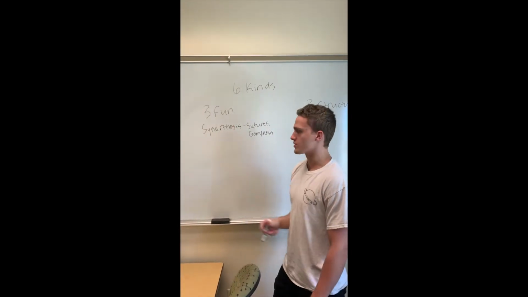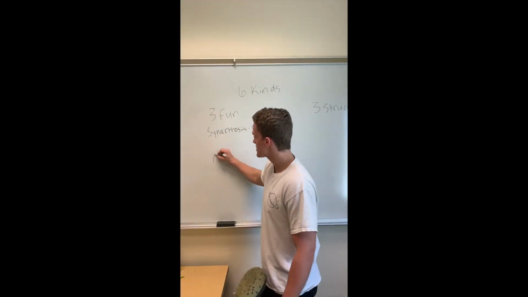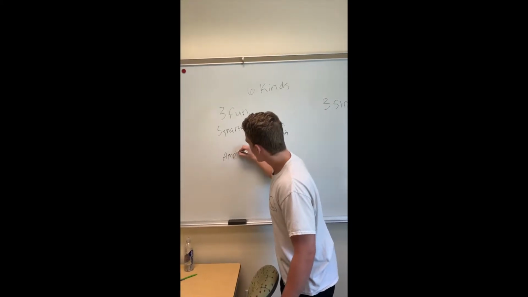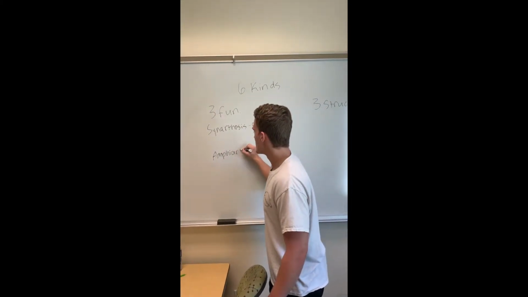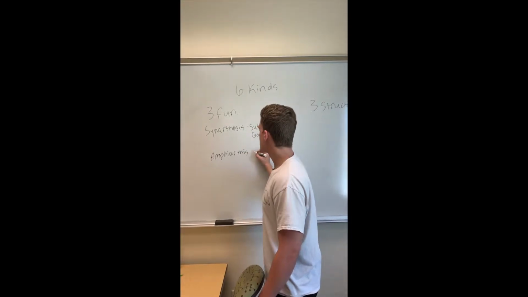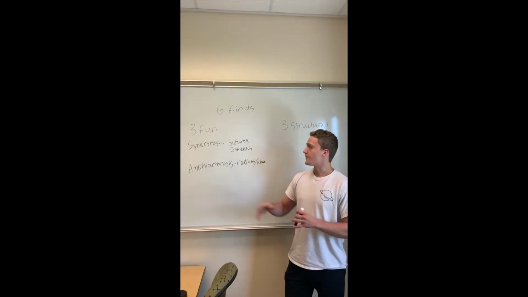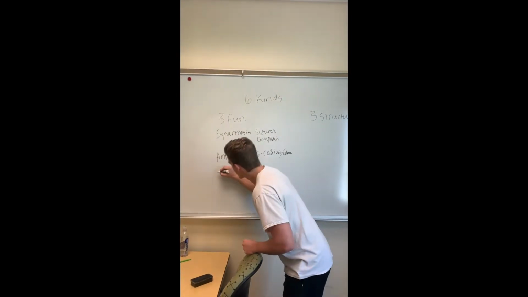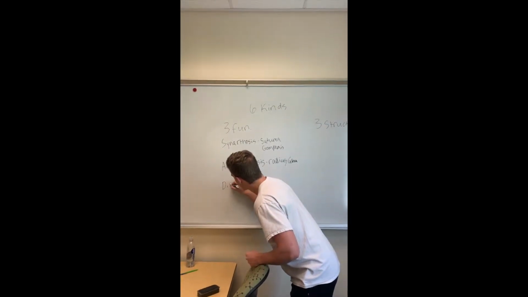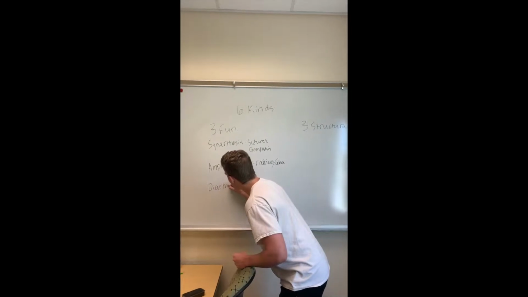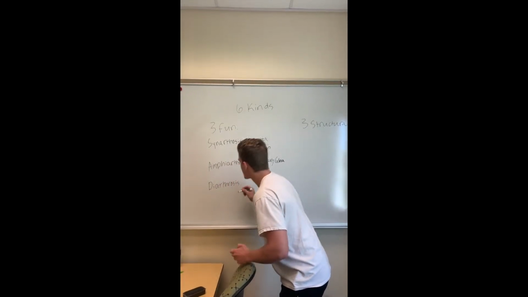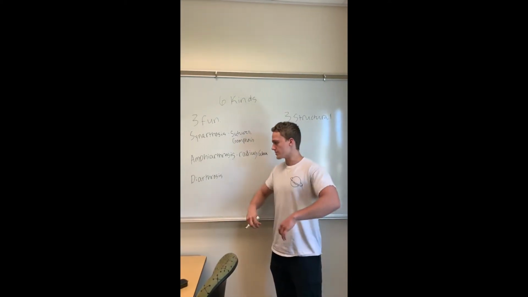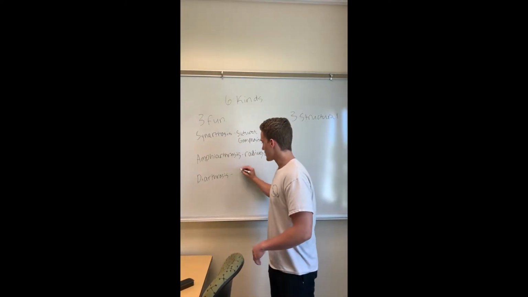Next on the list for functionals, we're going to have amphiarthrosis joints, which are joints that just move a little bit. And the final joint for the functional category is the diarthrosis joint, which you can find in pretty much the majority of the joints in your body, your elbows, your shoulders, your hips, all that good stuff.